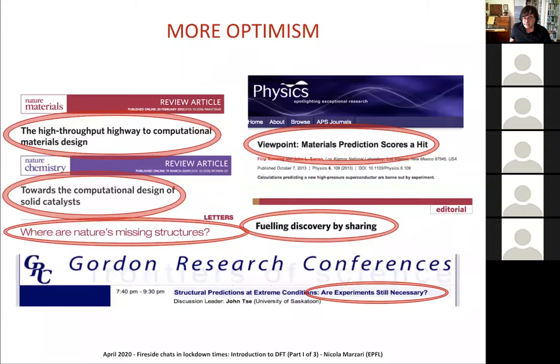And these are titles from some of the, mostly Nature, scientific journals. You see a lot of optimism about the capability of designing materials with simulations. I love this Gordon Research Conference title from a few years ago: Are experiments still necessary? And of course, the answer is yes.